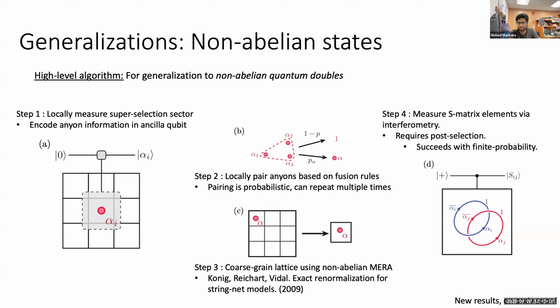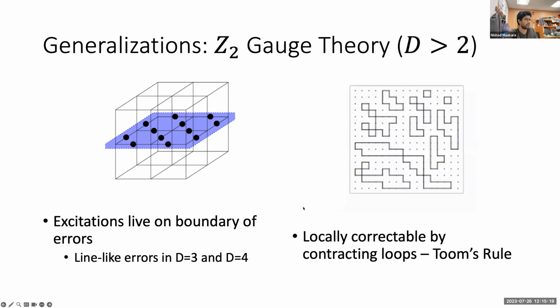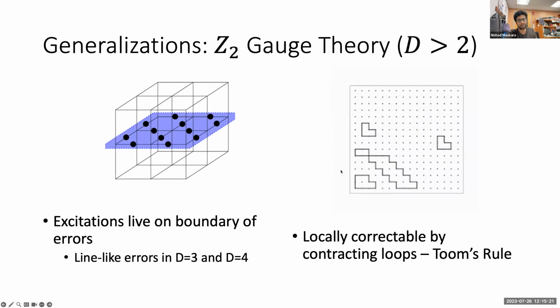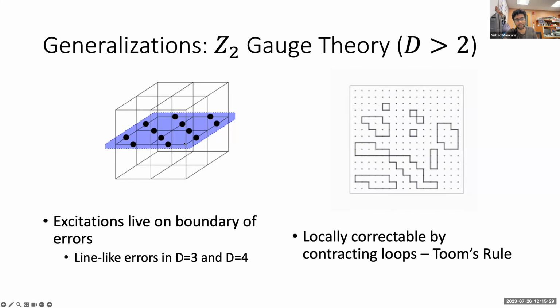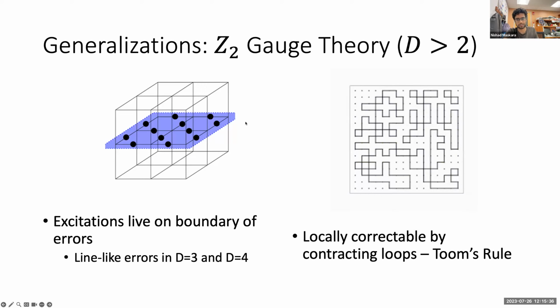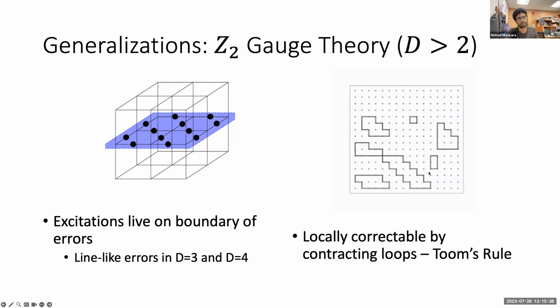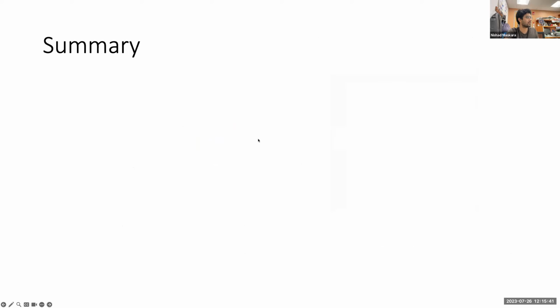Cool. Okay, any more questions? All right, so there's also a much simpler generalization. You can also think about other gauge theories in higher dimensions, for example 3D and 4D toric codes, where now your pairing procedure could be replaced by something like a loop contraction procedure. This is another way of trying to generalize this to systems with different types of excitations.